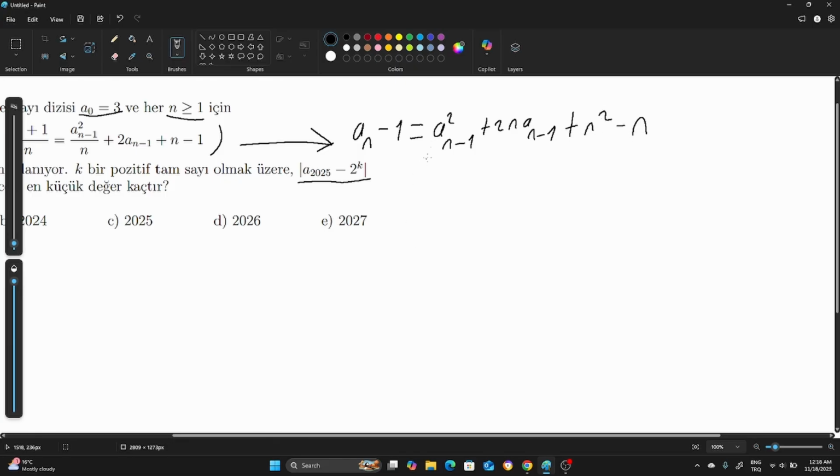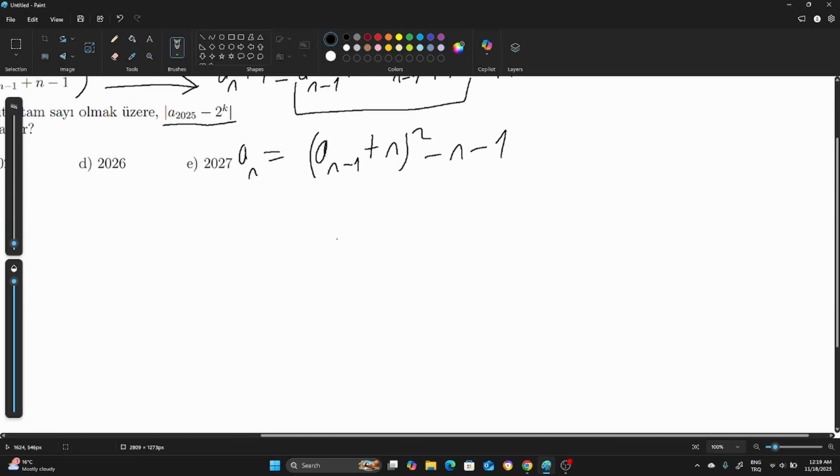Okay, now realize that this is a perfect square, so we can actually write it as a_{n-1} plus n squared. Since we are asked to find a_2025, let's write this as a_n equals this, which is gonna be plus minus n minus 1. Yep.